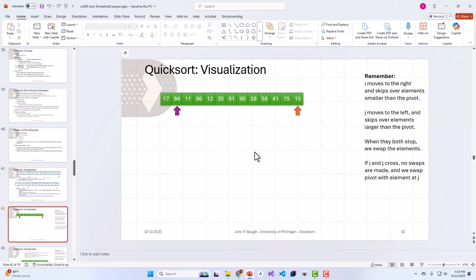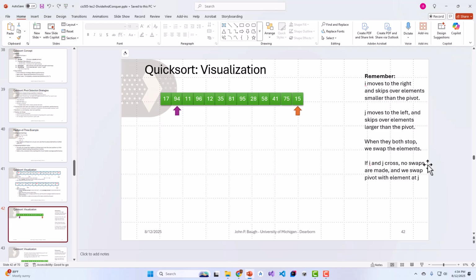And then when you go down to the smallest numbers, we're actually going to end up sorting each one recursively. So right here, I moves to the right and skips over elements smaller than the pivot. J moves to the left and skips over elements larger than the pivot. So it's starting here. We know that the pivot is 17. If J finds one larger than the pivot, it skips over it. When they both stop, we swap the elements.